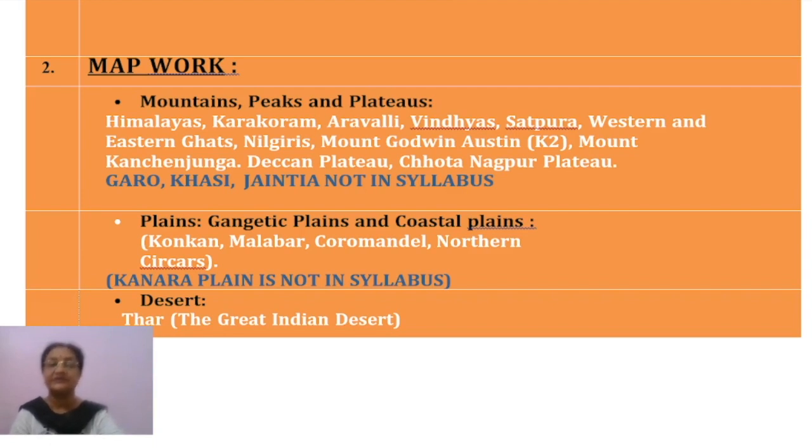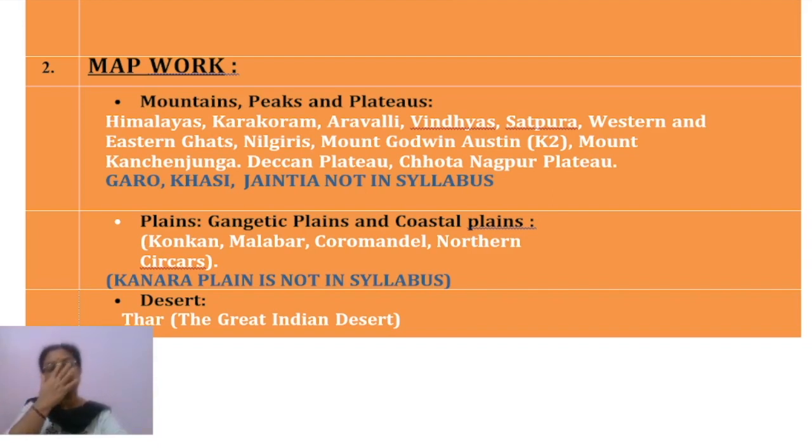Nothing has been reduced in the syllabus. Only the thing which has been reduced under the mountains is Garo, Khasi and Jaintia hills. So it's not there in the syllabus, otherwise the rest all will be there like the earlier syllabus.